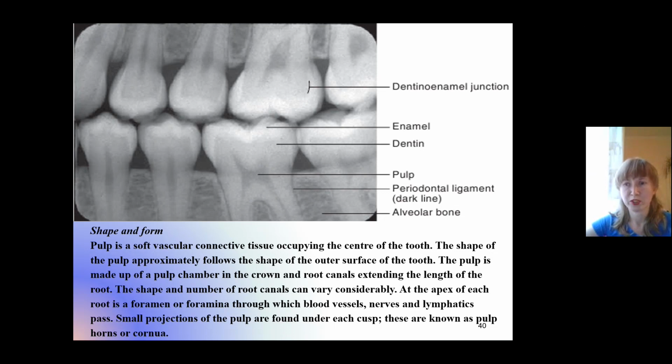The shape and form of the pulp chamber. Pulp is a soft vascular connective tissue that occupies the center of the tooth, and the shape of the pulp approximately follows the shape of the outer surface of the tooth. The pulp is made up of a pulp chamber in the crown and root canals, extending the length of the root. The shape and number of root canals can vary considerably. At the apex of each root are foramina through which blood vessels and lymphatics pass. And small projections can be found under every cusp over here. And due to age, the size of the pulp chamber is reduced due to formation of secondary irregular dentine.